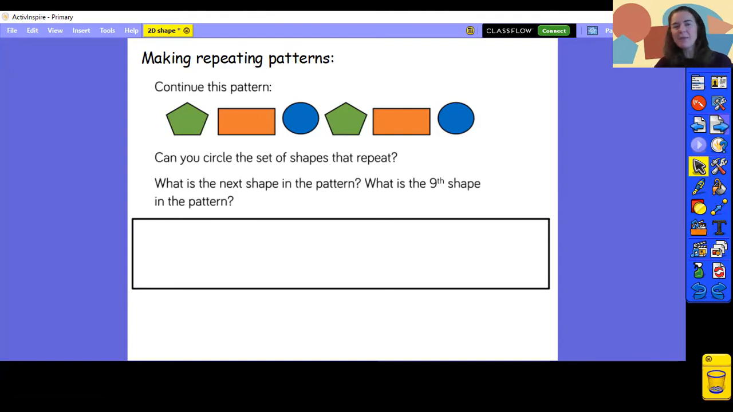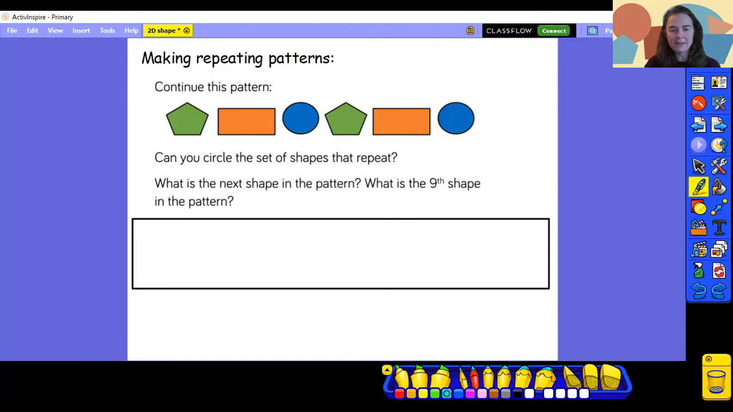Welcome back. Okay, well, let's unpick this problem together. The first thing we've been asked to do is to circle the set of shapes that repeat. So we've got a green pentagon, an orange rectangle, a blue circle, a green pentagon, an orange rectangle, a blue circle. So our repeat of our pattern is this. So we've got 3 shapes in our pattern, which then repeat. So that is our repeating pattern.